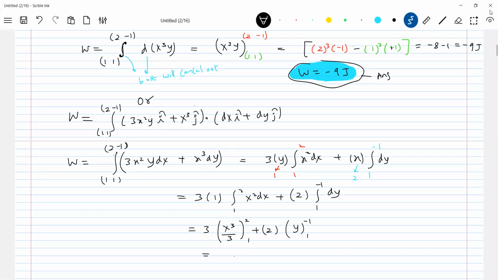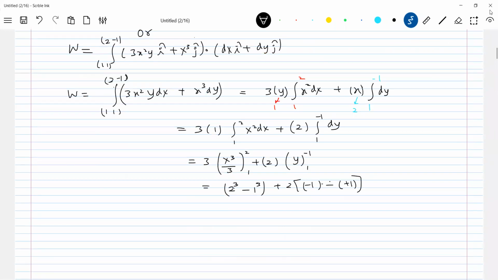I'll substitute the limit. So this will be 3 square minus 3 cube, 2 cube minus 1 cube, 2 into minus 1, minus of, let me substitute the limit here. No, simplification of this will be 8 minus 1. This is how much? 2 minus of minus 4.